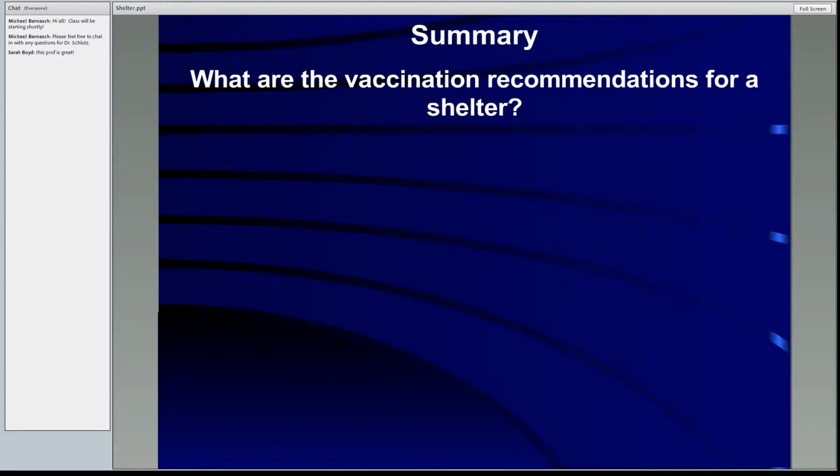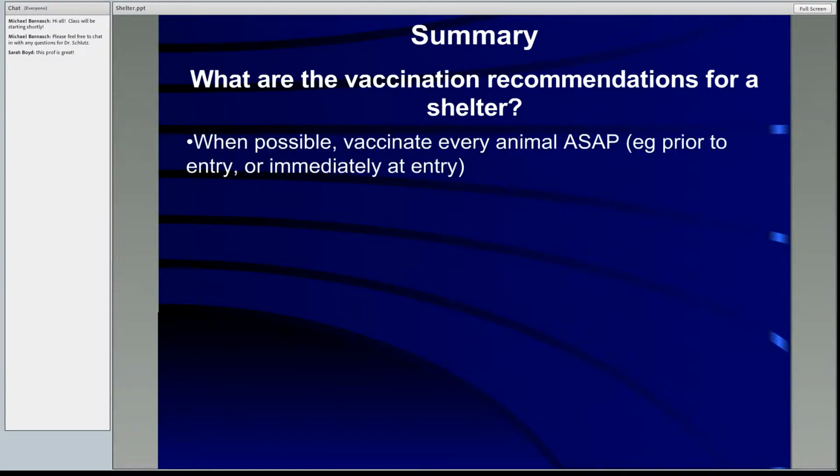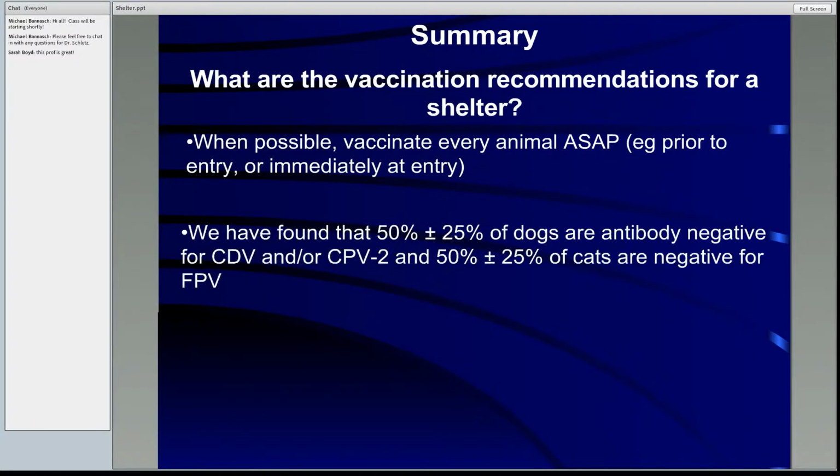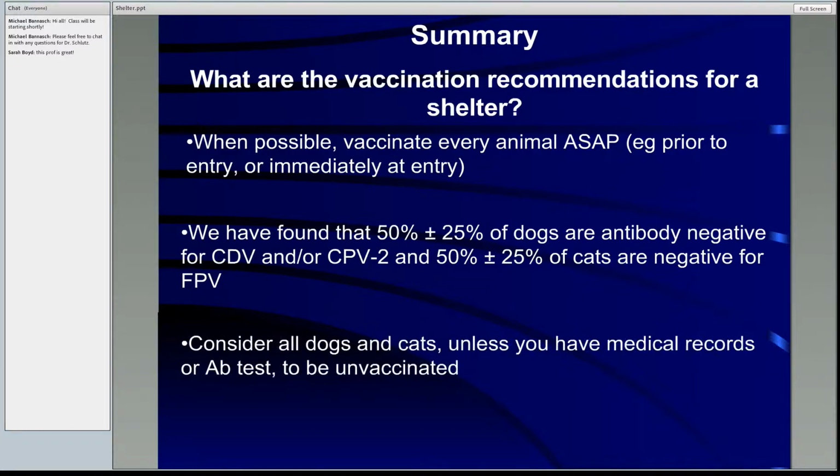So, summary: what are the vaccination recommendations for the shelter? Well, when possible, vaccinate every animal as soon as possible prior to entry or immediately at entry. We found that 50% of dogs are antibody negative for distemper and parvo, and 50% of cats are negative. Consider all dogs and cats, unless you have medical records or antibody testing, to be unvaccinated.